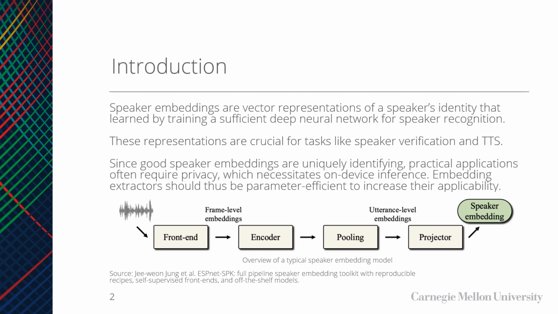The input signal is passed through a front end which extracts the frame level embeddings. These embeddings are then taken through the encoder, which is responsible for capturing most of the features from the speech. The output is then taken through a pooling layer, a projector, and this eventually gives us a speaker embedding.